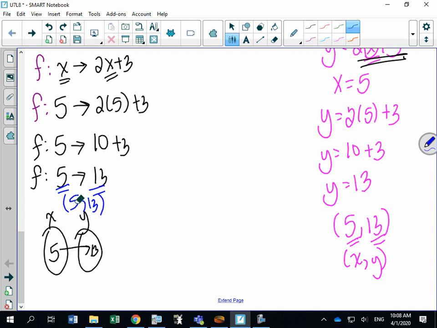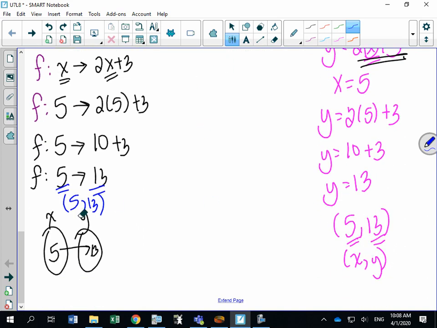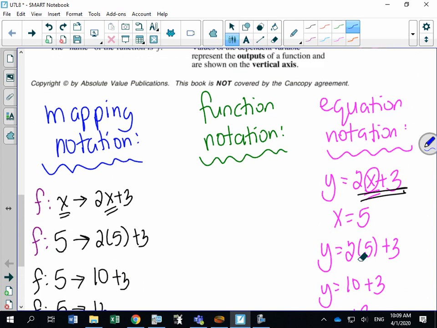So what I want you to see is that whether we have equation notation or mapping notation, you're going to get the exact same answer. It's just a different way of writing it. Now, in this course, we are not going to do mapping notation. We are going to be doing equation notation, which is what you're comfortable with, and this one here, which is called function notation.